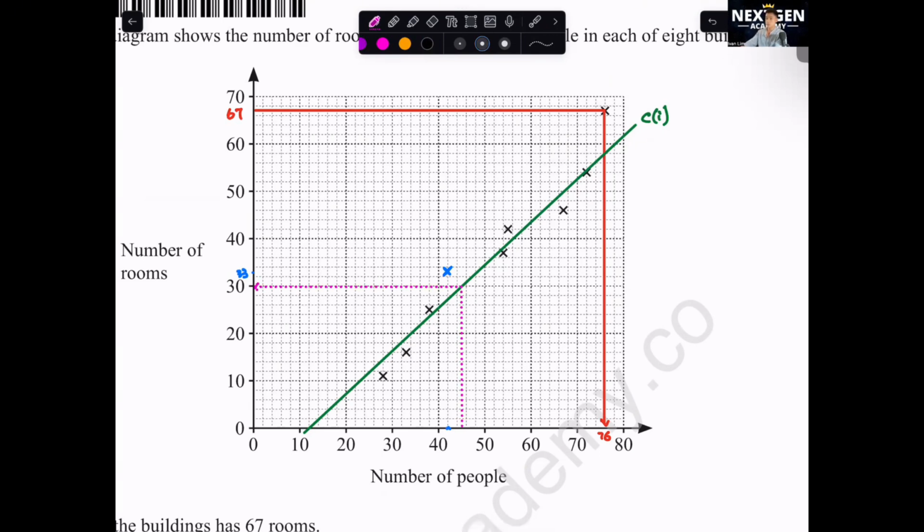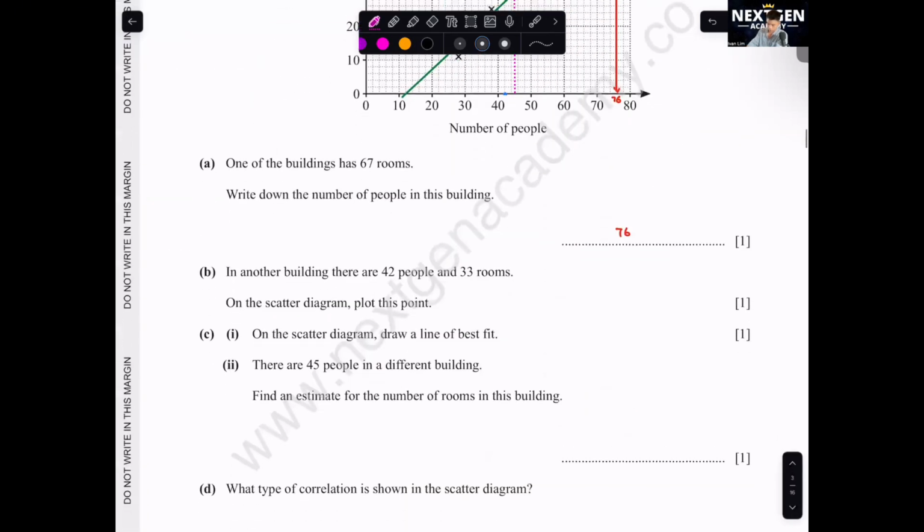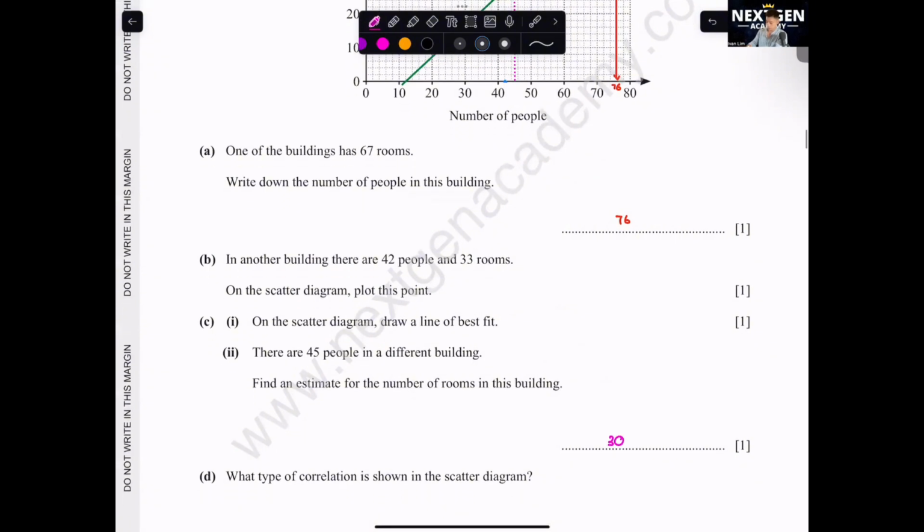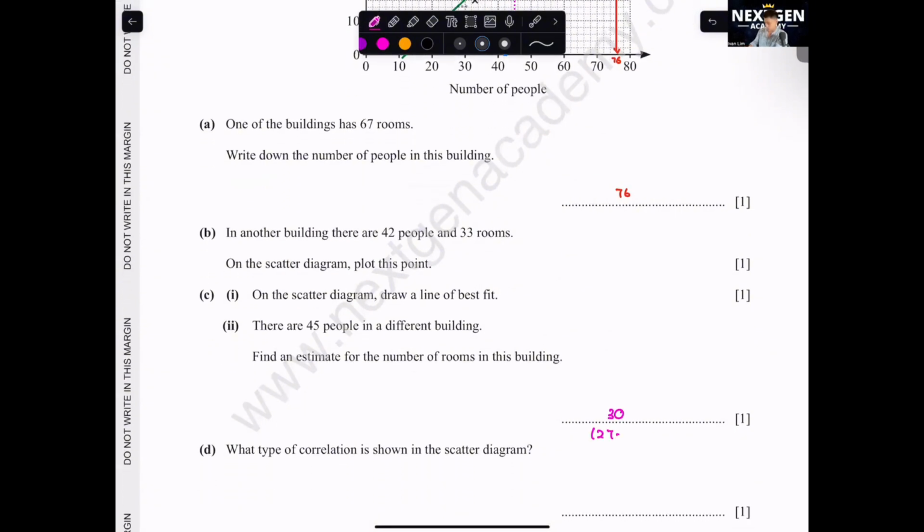But based on yours, might be a slightly different value. So what are the acceptable values for this question? You all can write this down. If your value is in between 27 to 33, you base it on your line of best fit.